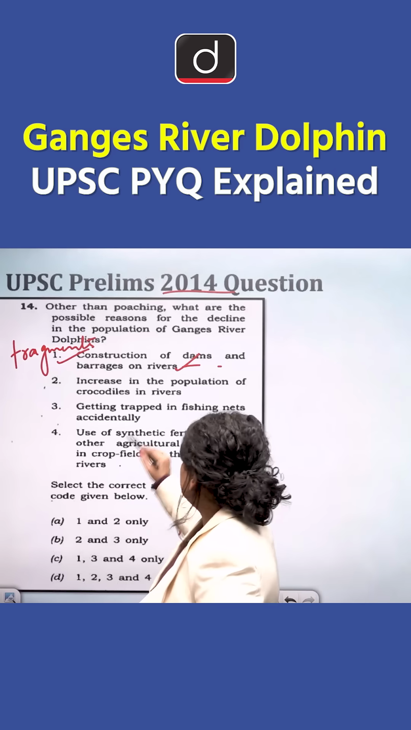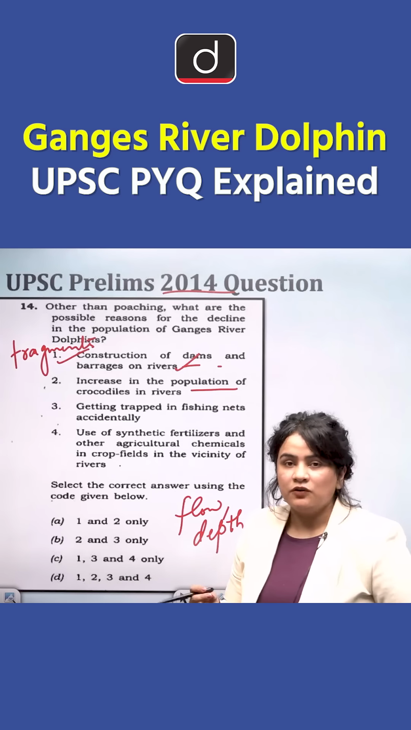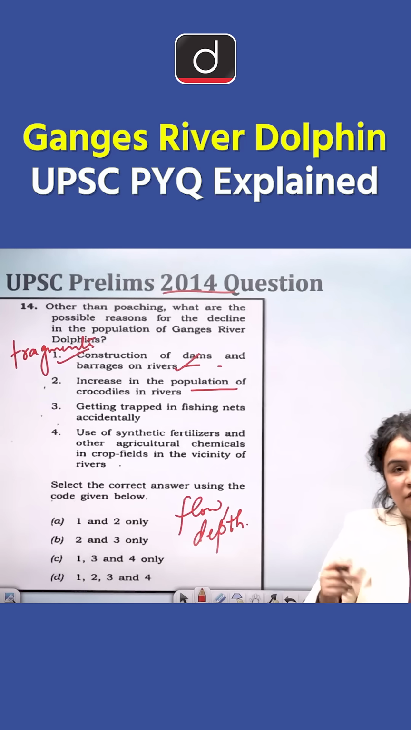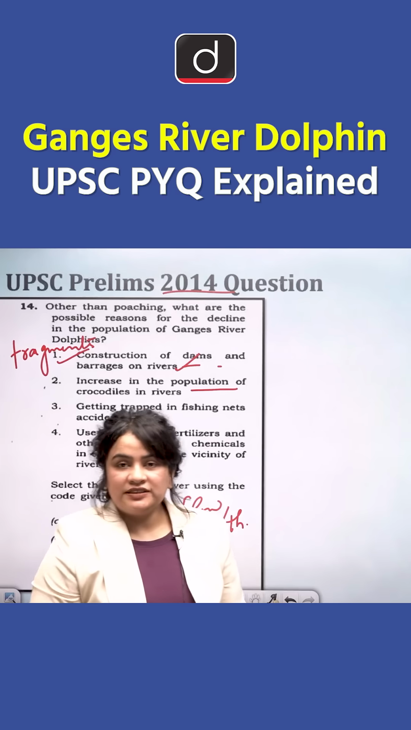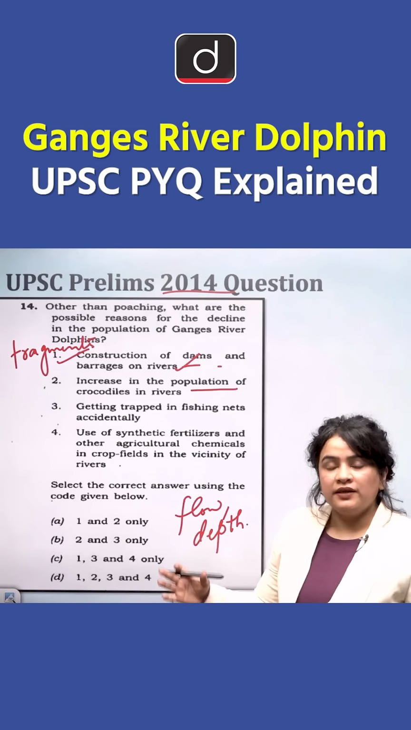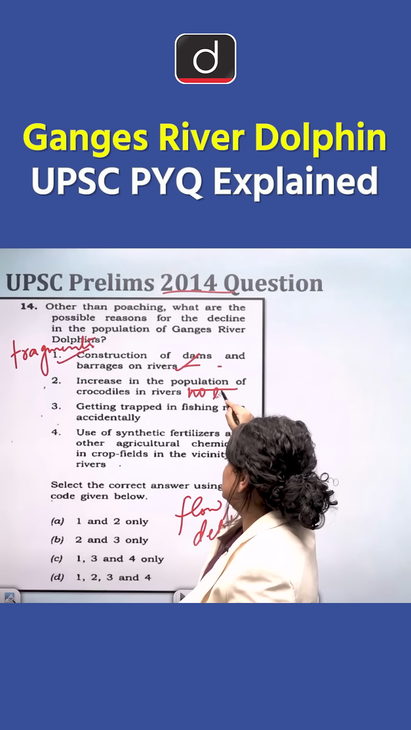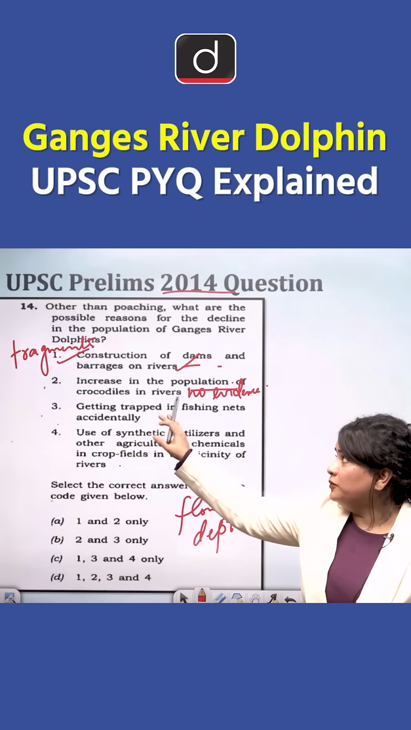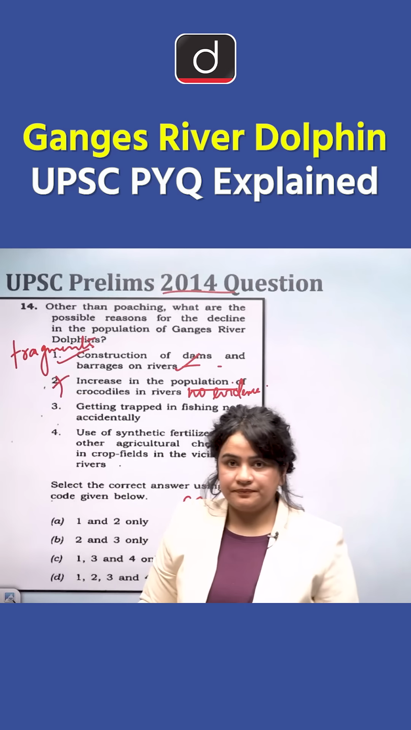The second statement says increase in the population of crocodiles in river. Now, this might appear to be a case wherein crocodiles, they appear scary and big and they appear to be posing a threat to the survival of other species. However, crocodiles and riverine dolphins, especially the Gangetic dolphins, have been known to be cohabitant for centuries. And there is a lack of evidence to suggest that the increase in the population of crocodiles has led to the reduction in the population of Ganges dolphin, and therefore this we can eliminate.